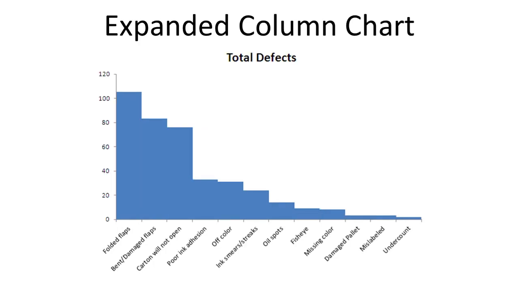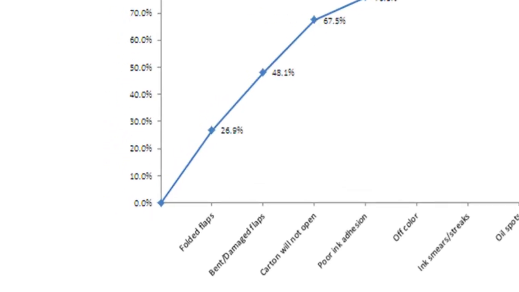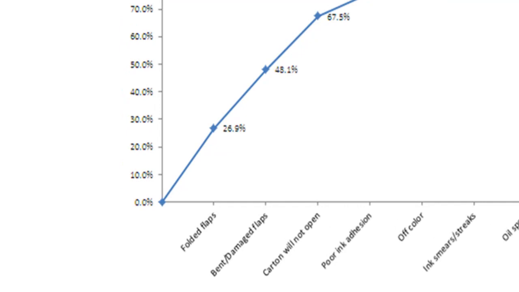Now we expand the bars because this is how you draw a Pareto chart, is you get the wider bars. And then for each one of those big bars, we figure out how much do they contribute to the total. So we're trying to figure out the 80-20 rule. So here you can see that folded flaps are 26.9% of the total. Bent and damaged flaps, you add that in, that's another 48%. And then carton will not open, you add that in, and that's 67%.